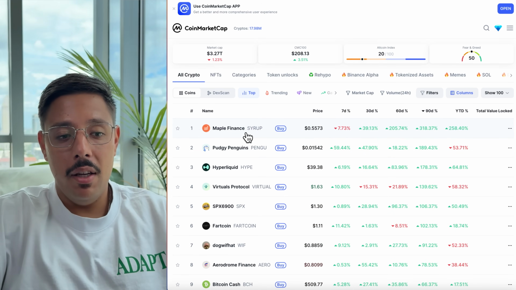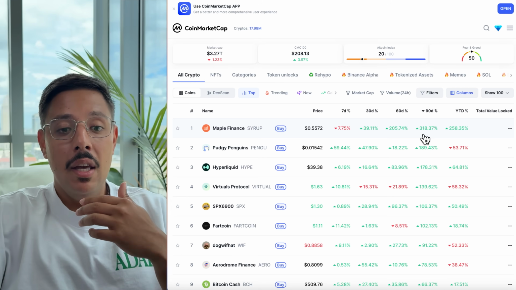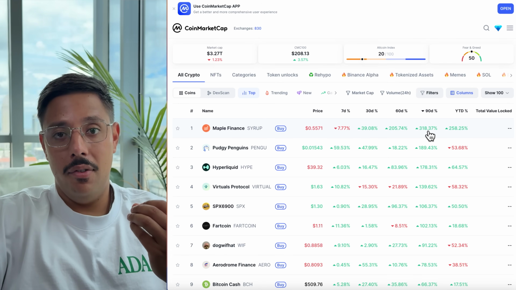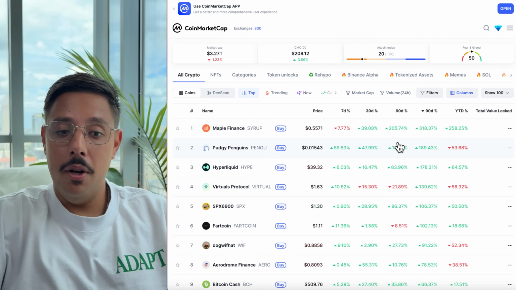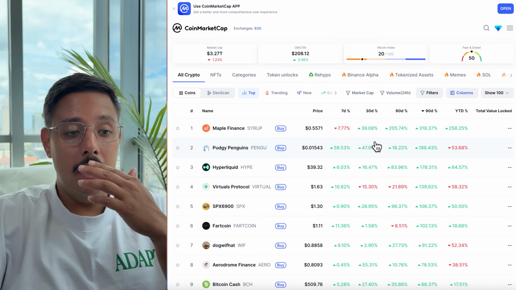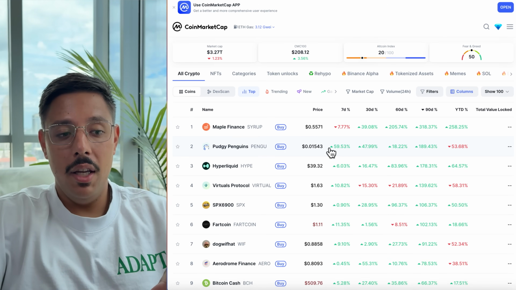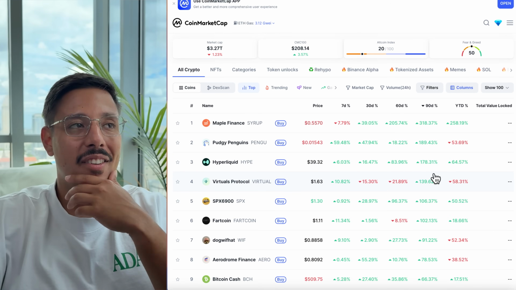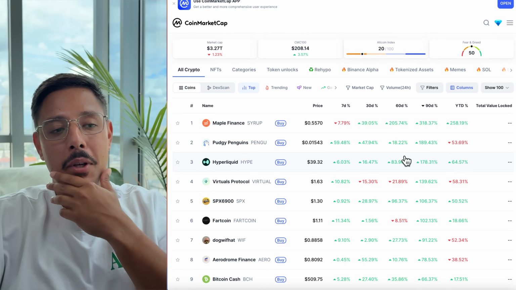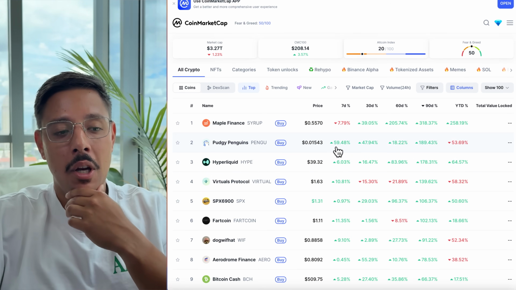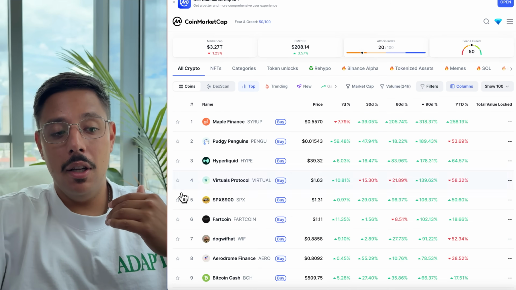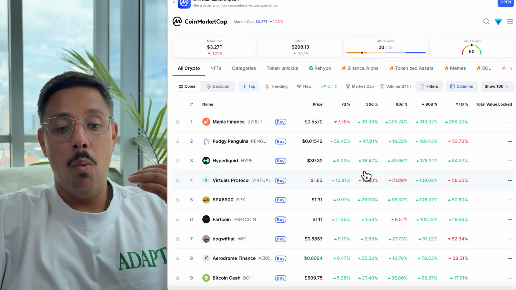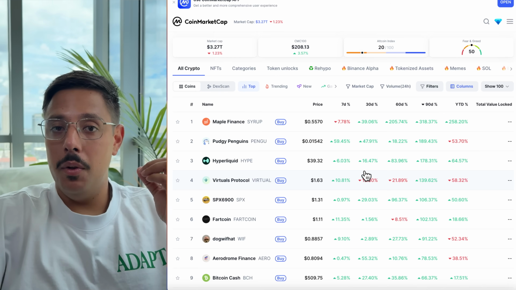For example, Maple Finance, as you can see right here, has gone up 318% in the last 90 days. So I know that something is cooking in that area. Then what we do, and I'm not going to go into detail, there's a lot of stuff, this is supposed to be a CoinMarketCap, CoinGecko tutorial, but what we usually do is look into all these coins, and it really tells us from a 90-day perspective what coins are doing really well.